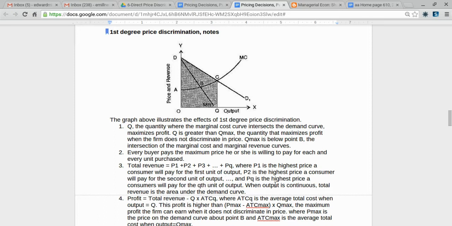When output is continuous, total revenue will be the area under the demand curve. So suppose I can actually produce 0.0001 units of output. What's the price we pay for that? 0.002, what's the price for that? If output is continuous, total revenue would equal all of the area under the demand curve from quantity 0 up to quantity Q. The engineers and mathematicians among you will recognize this as an integral under the demand curve.